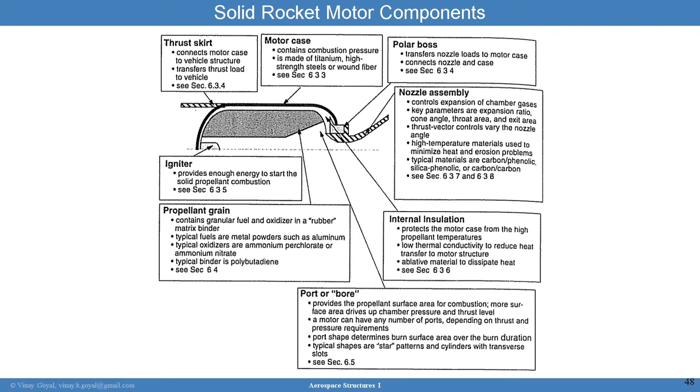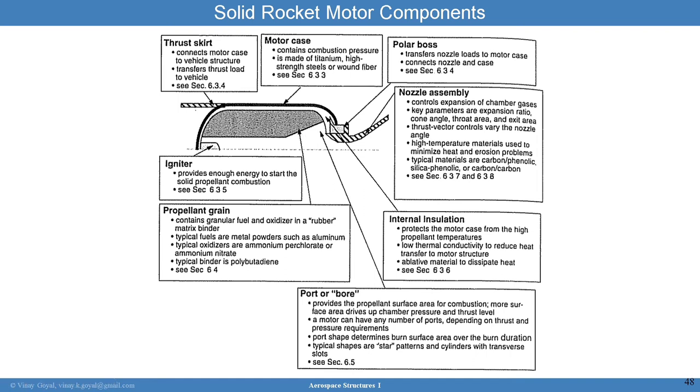You also have the port or bore. So this right here in gray is a propellant, and then this is your bore, and this right here provides the propellant surface area for combustion to occur. More surface area drives up the chamber pressure and thrust level. So a motor can have any number of ports depending on thrust and pressure requirements. The port shape that we have here determines burn surface area over the burn duration.